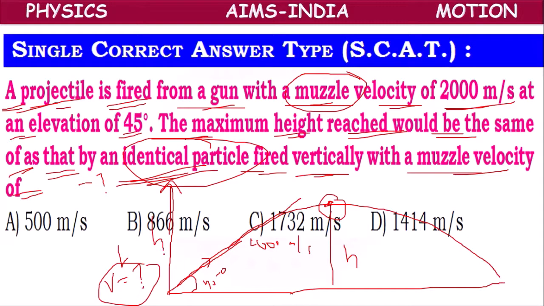If the height reached by the projectile and the height reached by the vertical body are the same, and the projectile velocity is given, what will be the velocity of the vertically projected body? That we have to find.